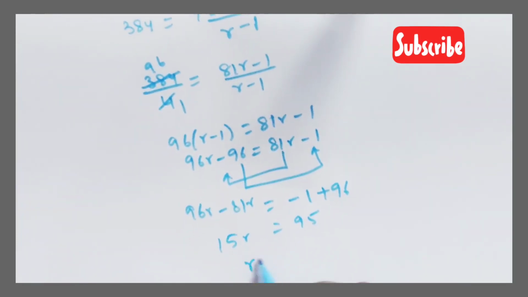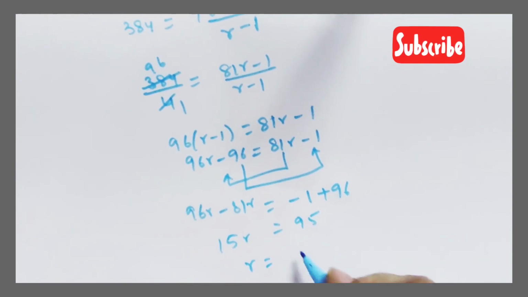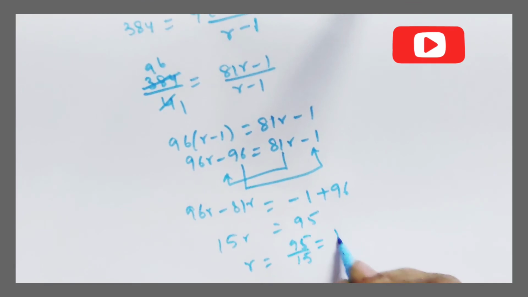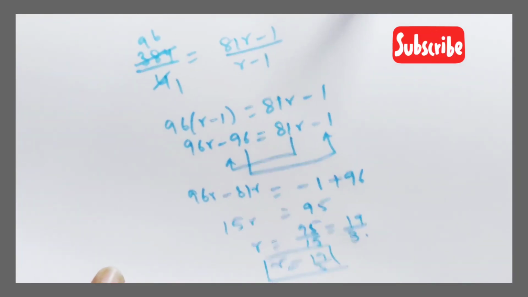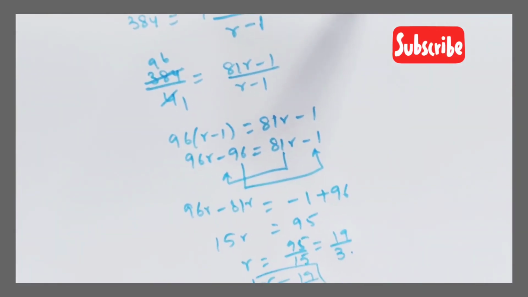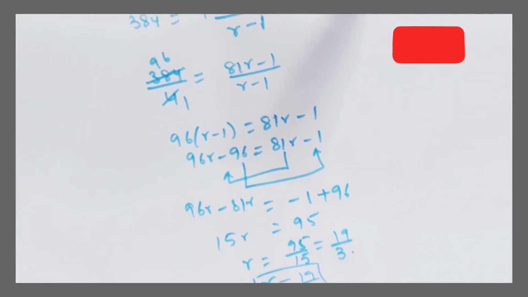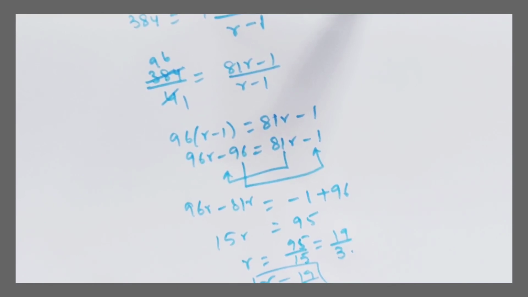So the r value is 95 by 15. That is nothing but 19 by 3. So r is 19 by 3. So this is how you will find the common ratio in a GP. All kinds of questions I have completed in this. Okay, I think this is clear. Thank you.